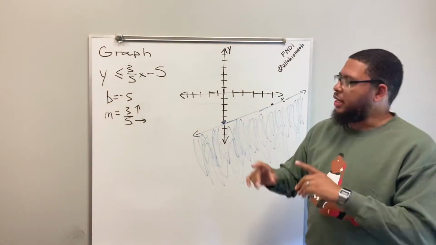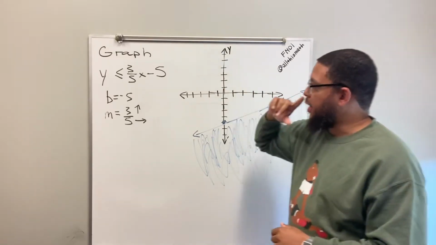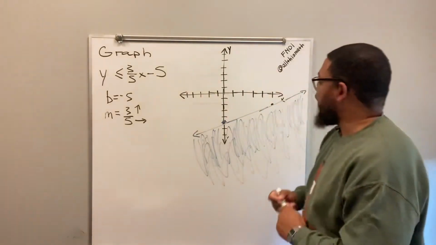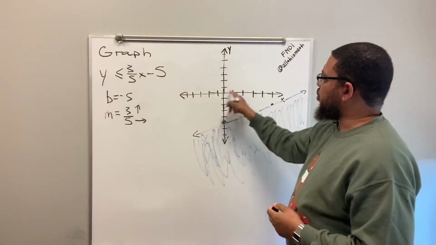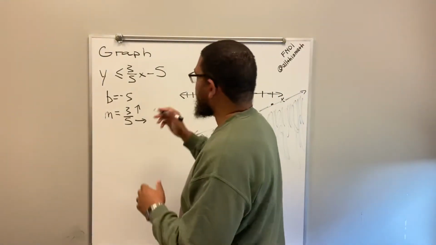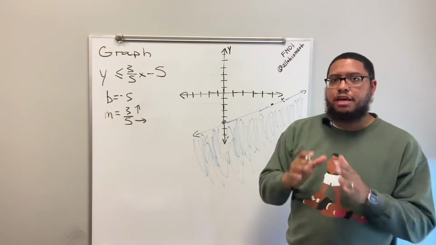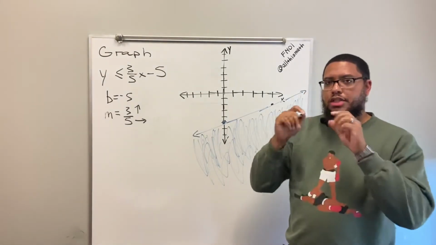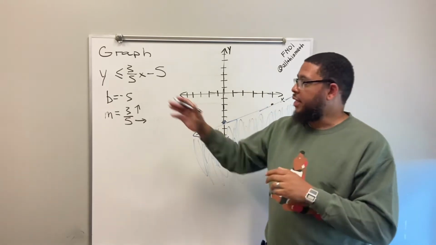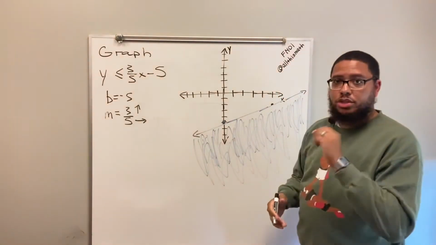Another way, real quick, to tell which side of the boundary line you should shade on is to pick what's called a test point. Unless the line goes through the origin, we can use the origin as a test point. So let's use 0, 0 as a test point, and we want to see if it's a true statement. If I substitute in 0 and 0 for x and y, and it gives me a true statement, then that means 0, 0 is a solution.